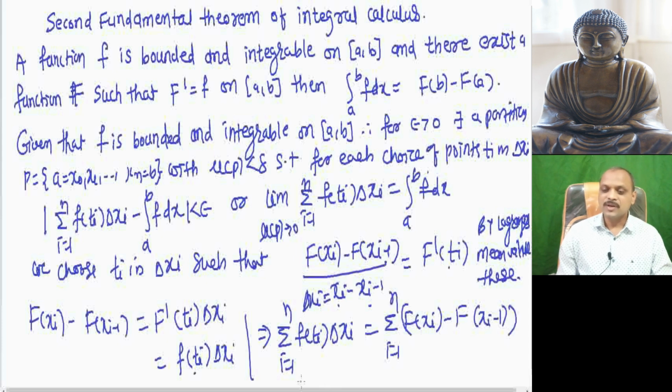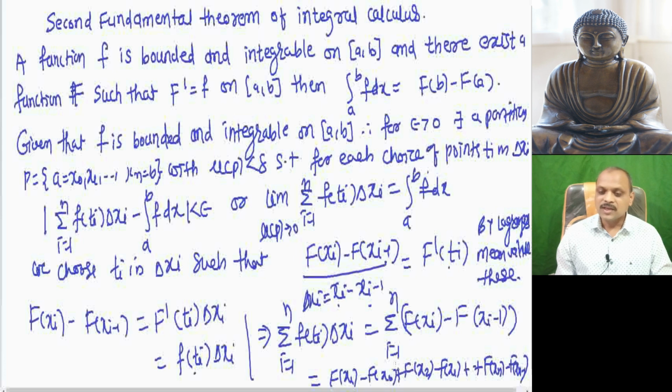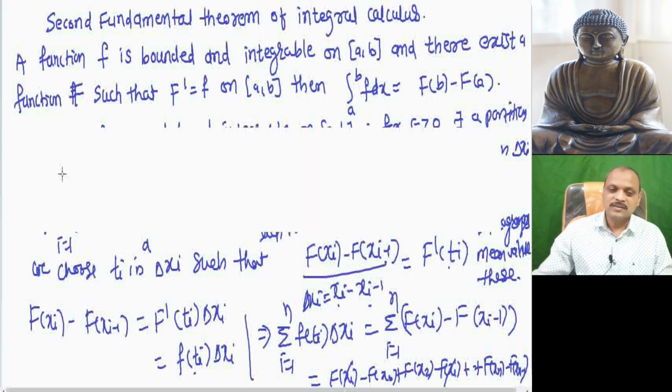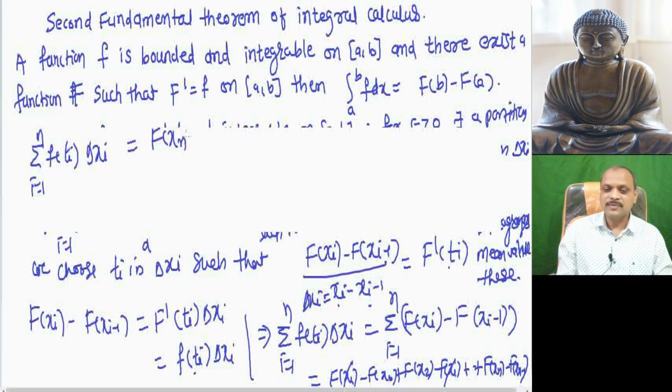Okay, this is nothing but F of x1 minus F of x0, plus F of x2 minus F of x1, plus up to F of xn minus F of xn minus 1. Now here F of x1 gets cancelled, similarly F of x2 gets cancelled, and we are left with only F of xn minus F of x0. That is, the summation of f of ti into delta xi, i equal to 1 to n, equals F of xn minus F of x0, but xn is b and x0 is a, so it is F of b minus F of a.